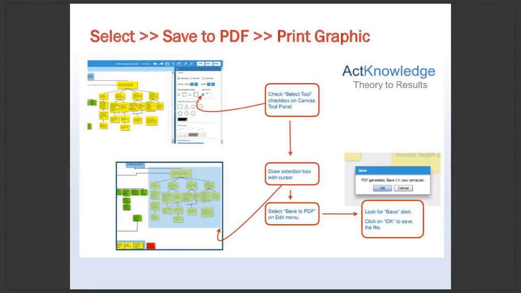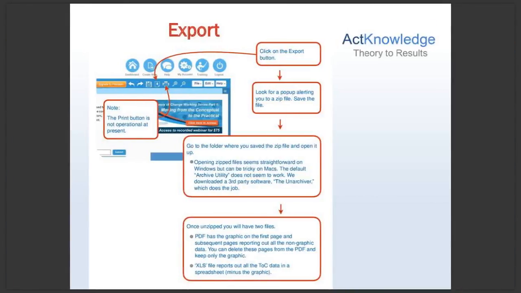So the next method is using the selection tool. This is just to retrieve a piece or all of the graphic. So you go in here to the tool panel, you click on the select, you draw a selection box around, in this case, this yellow group of outcomes, and then again you get the save to PDF pop up, and then you've got a PDF of should be a very clear, legible PDF of just that part of the canvas that you've chosen to reproduce. And then the third way is export.